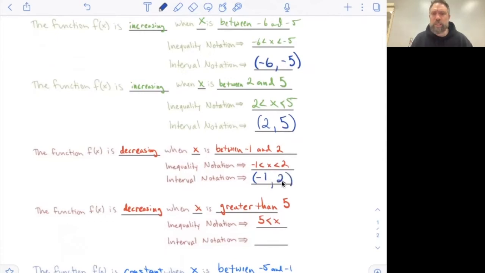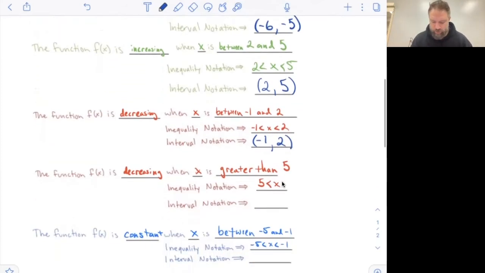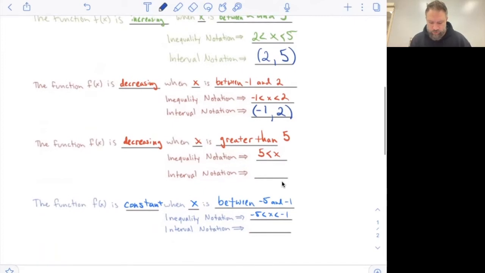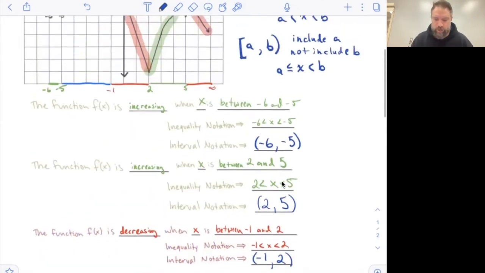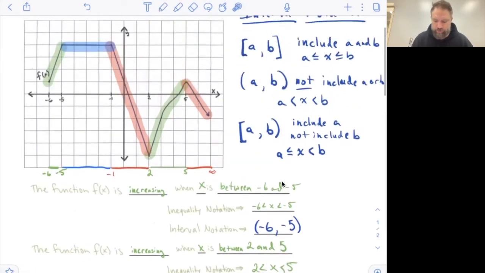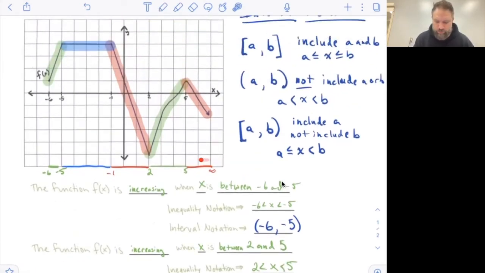Another really important thing I may have forgotten to mention is that you always put the smaller number on the left and the upper number on the right. Okay, it's like a number line. Okay, next one. Ooh, greater than 5. Okay, yeah, so that's this one.